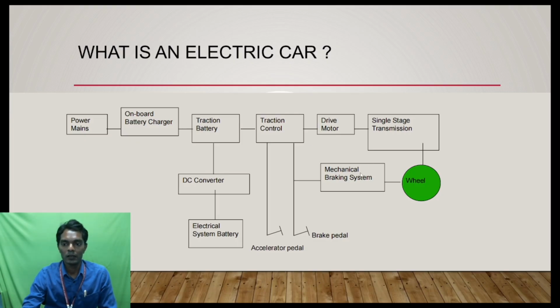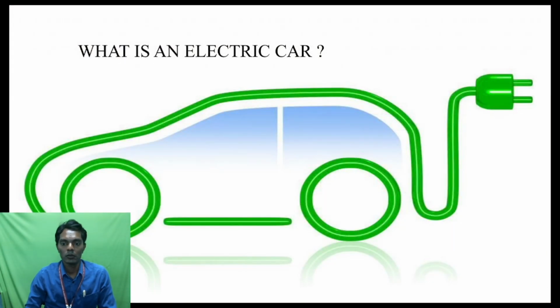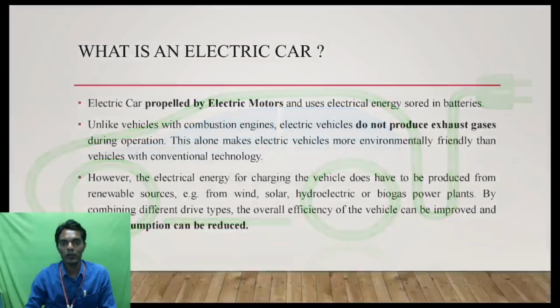Whenever you accelerate the vehicle, the power is taken from the battery. But whenever we brake the vehicle, the kinetic energy is converted into electrical energy, and that electrical energy is stored in the battery. So this is the general architecture of an electrical car. This is a very green renewable source. It will not damage the environment, or give any kind of emission to the atmosphere.